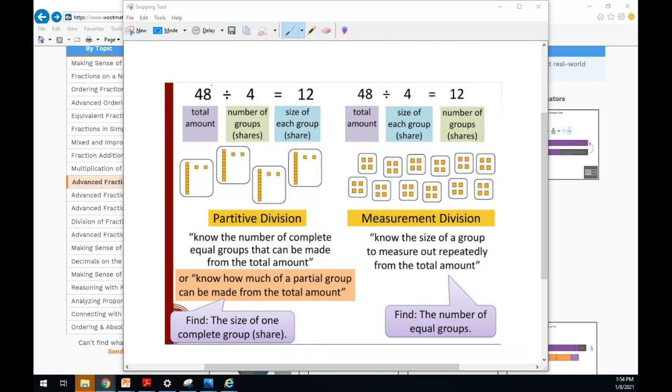The big thing I want you to think about is there are two types of division problems. The first is total, group, each, or total, each, group. So it's either TGE or TEG. I'll get you another anchor chart to see the big difference. The one we're going to focus on now is not finding the number of groups. We're going to find the size of each group. We call this partitive division, and I like to call this sharing. This is the sharing division.